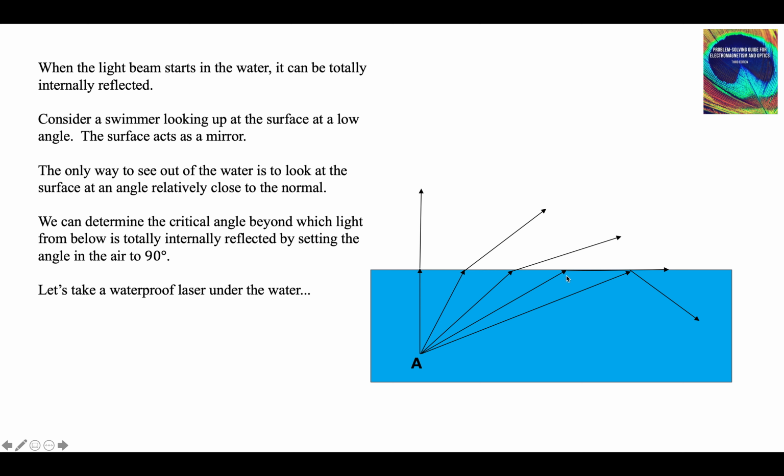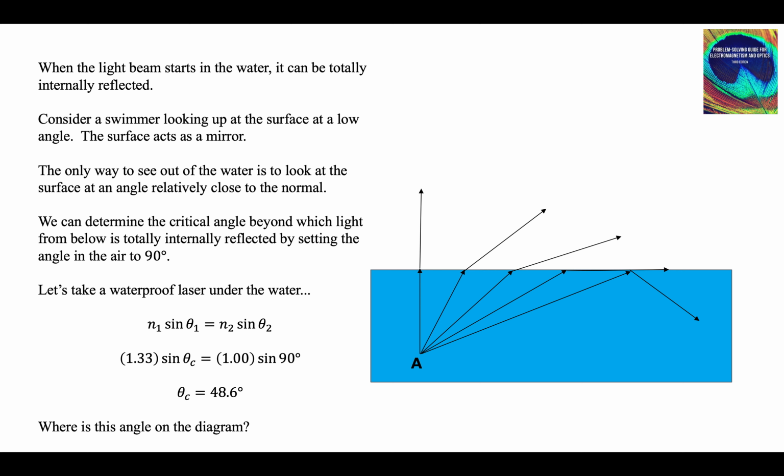We can calculate this angle, this critical angle, with Snell's law. So remember, we're starting in the water, 1.33. We're going to call it the critical angle. And we have 1.00 for the air, and the angle of travel in the air is 90 degrees from the normal. So what is that angle? Where is it? Can you find it on the diagram? Well, we first put in the normal, and it's from the normal in the water, right here. That's the critical angle, and it's 48.6 degrees for water in air.